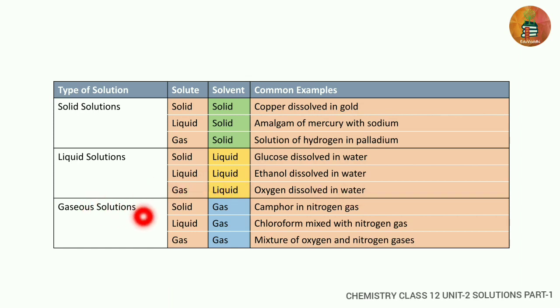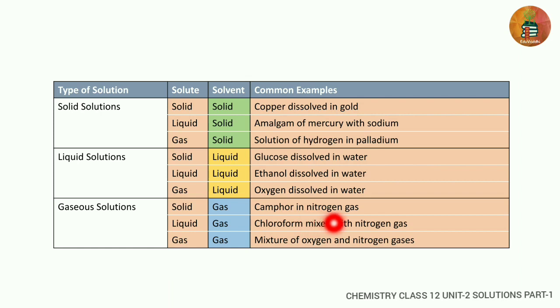Next comes gaseous solutions. As the name tells, we will keep the solvent constant, that is, we will always be using gas as a solvent, and a solid is used as solute and dissolved in the gas as solvent. One example is camphor in nitrogen gas. So camphor is a solid which is used as solute, and nitrogen gas is a gas which is used as solvent.